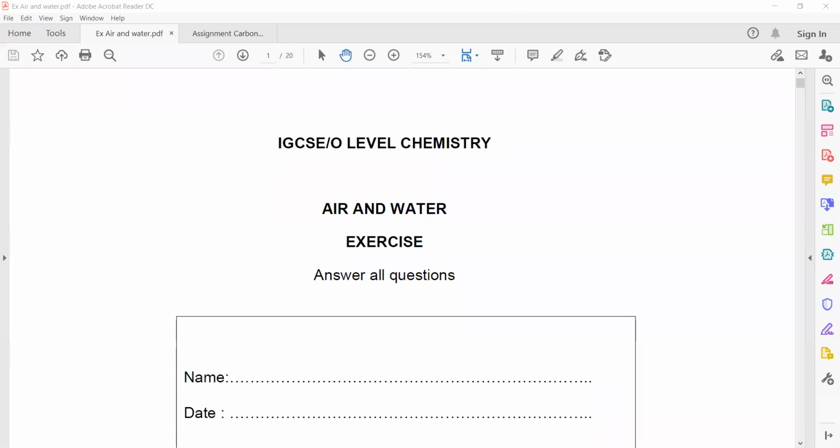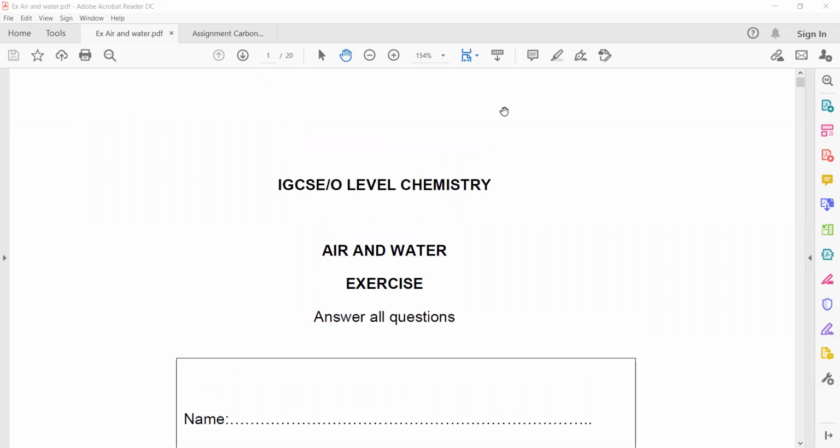Okay, so this was an exercise related to air and water. Now I'll start a new topic, which is carbonates. Again, this is also a very short topic. Not too many things are there in this topic.